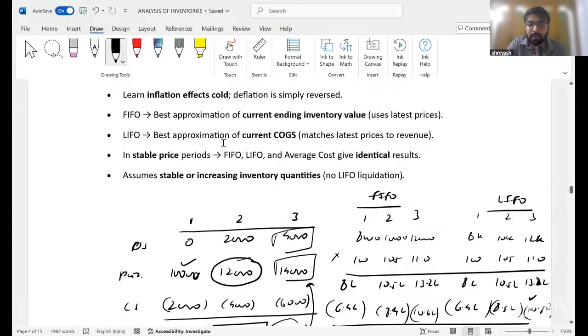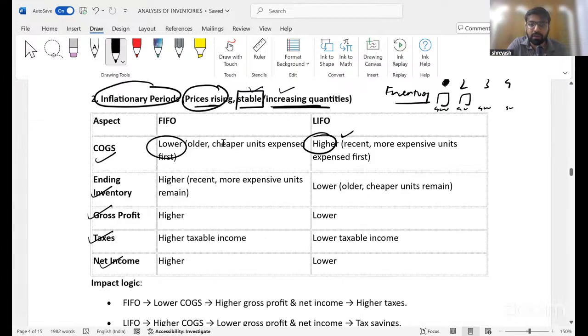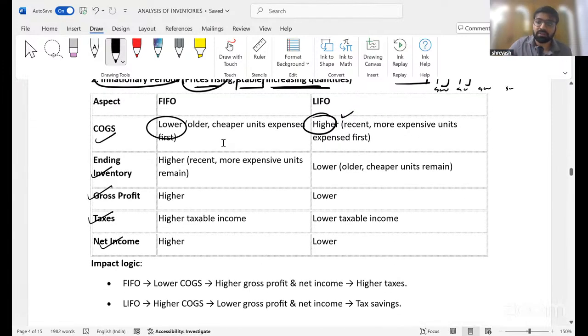All right, so we can comprehend the whole thing. Sir, the COGS in case of FIFO will be lower. Why? Because it consists of older, cheaper units that were priced at a lower rate. But in case of LIFO, it will consist of recent purchases, priced at a more expensive rate. Ending inventory in case of FIFO is going to be higher.